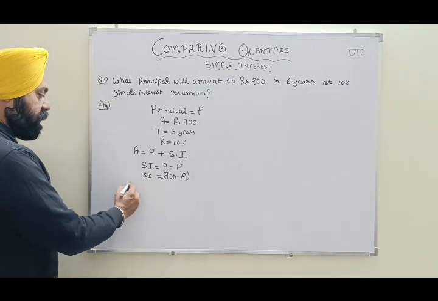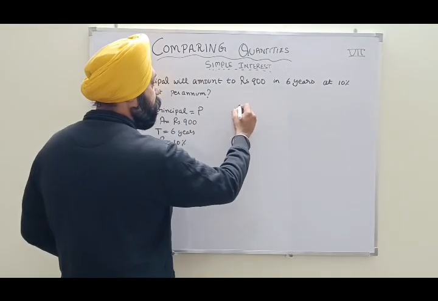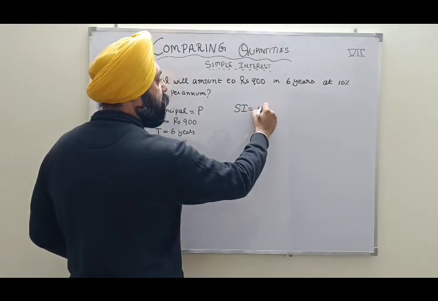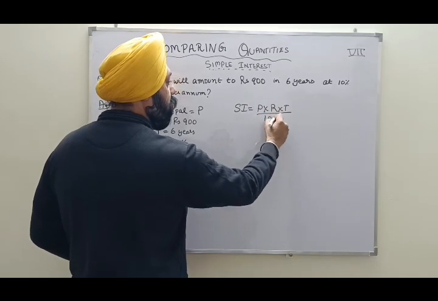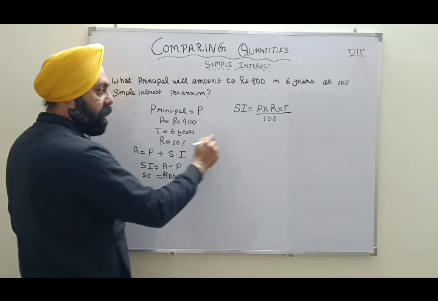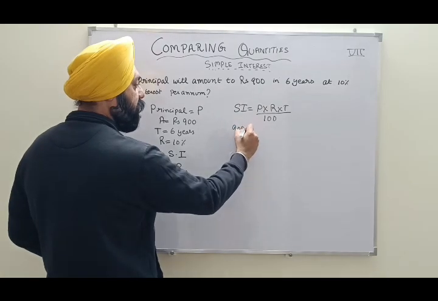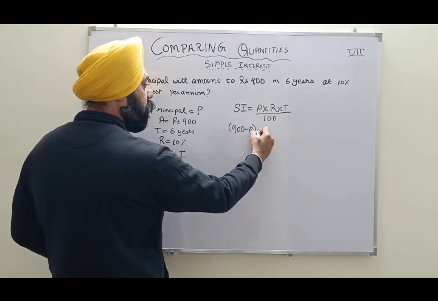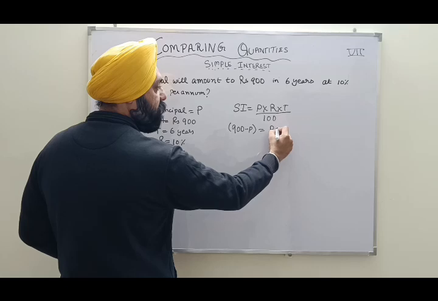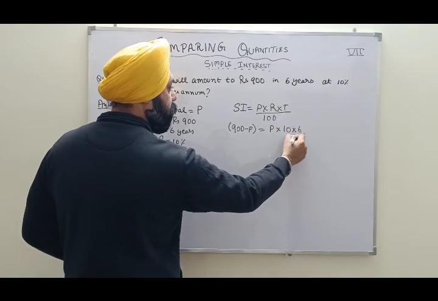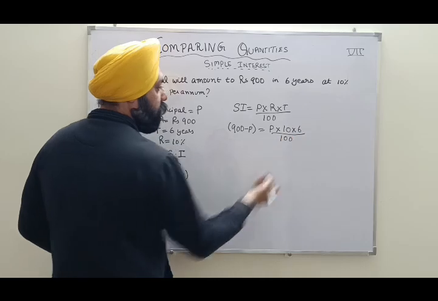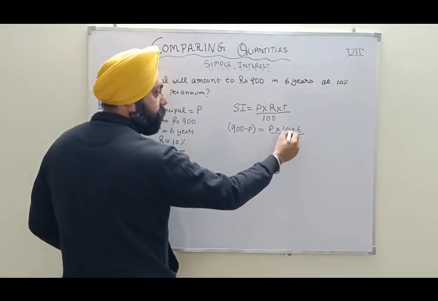Now I will use the same formula of simple interest. Simple interest is P into R into T upon 100. In place of simple interest, I can write 900 minus P. Principal will remain as P, rate of interest is 10 and time is 6. So I can cut this.